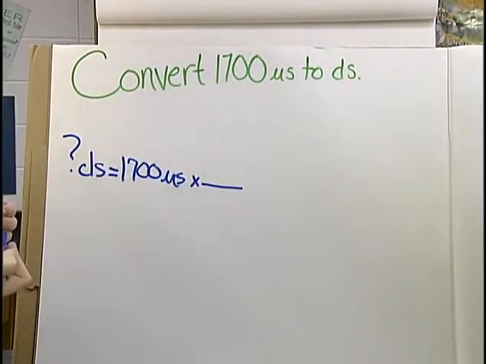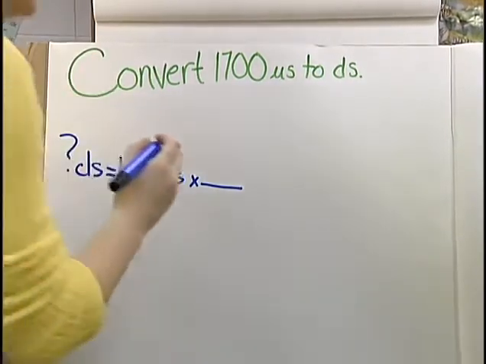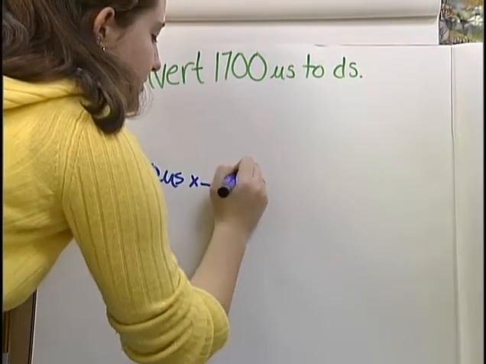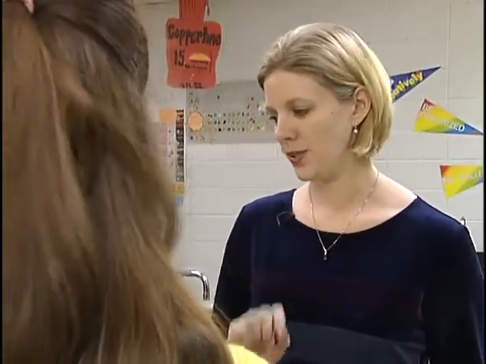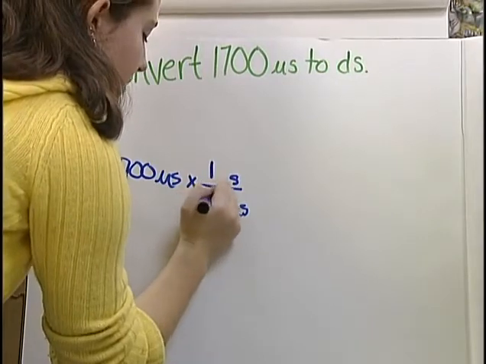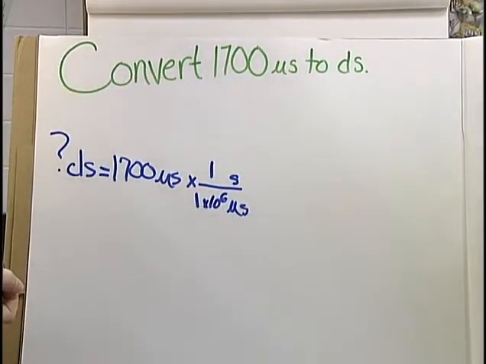Good. All right, since I want my microseconds to cancel out, I'm going to put them on the bottom. And I'll put my seconds on the top. Very good. And once you have your units written in, then you're going to put in your numbers. For every 1 second, there's 1 times 10 to the 6th microseconds. Very good. Now check your units.